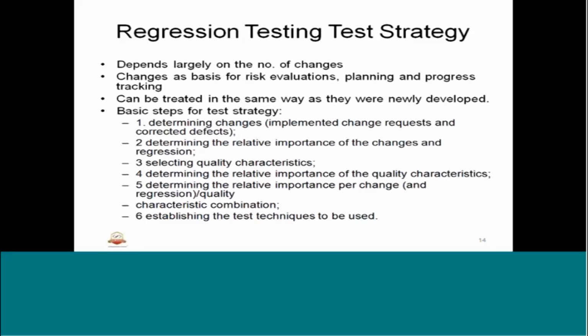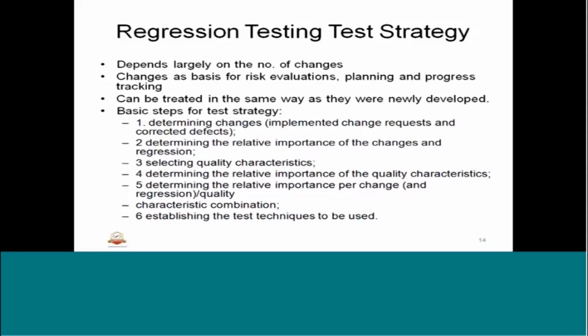Second is determining the relative importance of the changes and regression. That means we need to identify the importance of the changes and the regression importance. Third one being selecting quality characteristics. What are the quality aspects that we need to take care of in terms of the checklist or exit criteria, entry criteria? All these have to be taken care of.